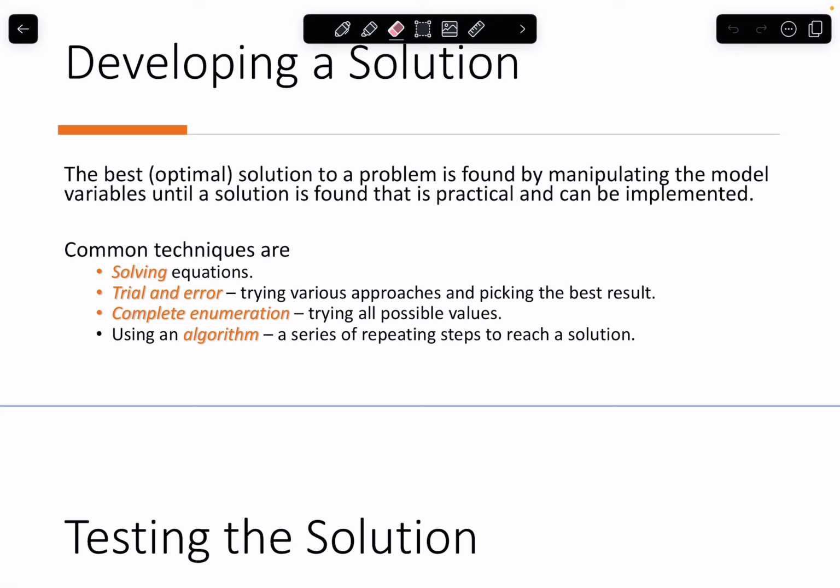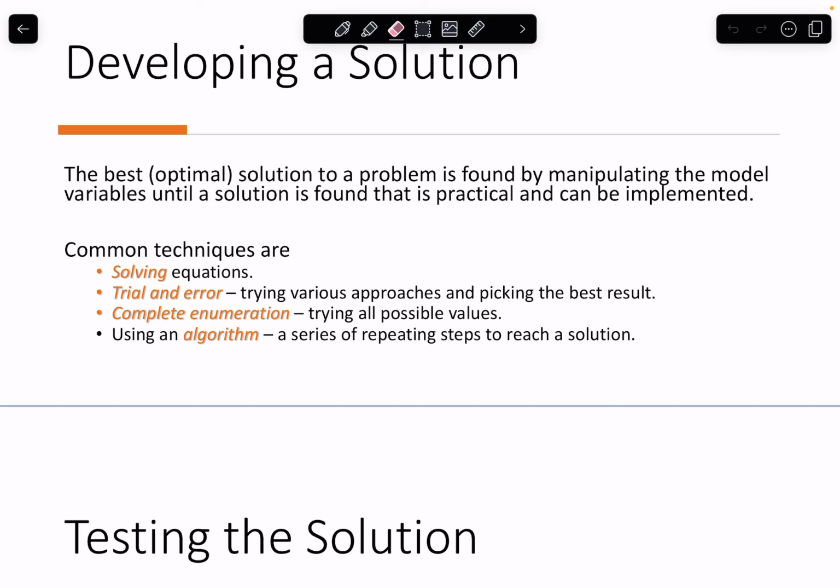We try this approach. If it works, then continue it. If it does not work, then we revise it until we are able to arrive at the best result. And then complete enumeration: we try all the possibilities, and based on all the possibilities, we find which is the best one. And lastly, we can even use some algorithms. We can even use programs to make decisions for us.